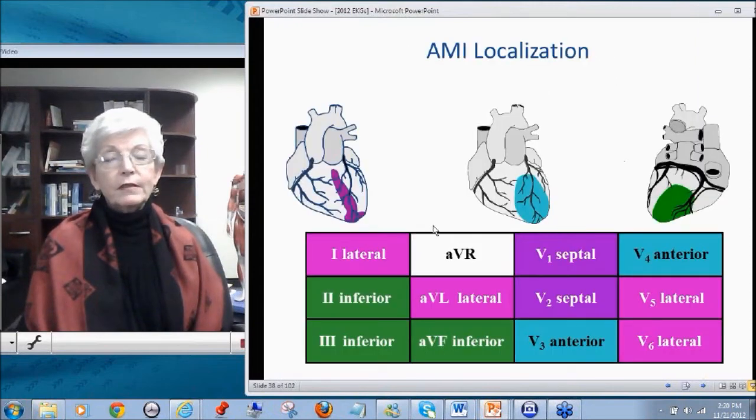So this is just yet another slide that shows lateral views. It would be leads 1, AVL, V5 and 6. Anterior views would be the precordial leads V3 and 4. Septal would be V1 and 2. And the underbelly, or the inferior wall of the heart, would be the ones on the leg: 2, 3, and AVF.